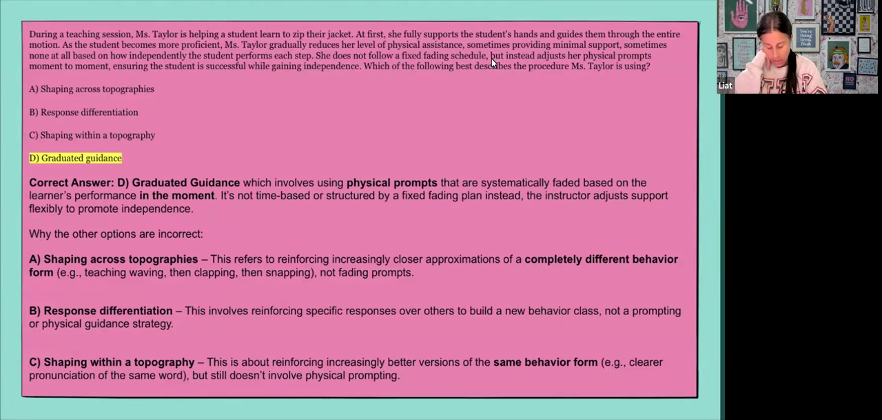It is not shaping across topographies. That refers to reinforcing increasingly closer approximations of a completely different behavior form, like teacher waving, then clapping, then snapping, not fading prompts. It is not response differentiation. This involves reinforcing specific responses over others to build a new behavior class, not a prompting or physical guidance strategy. It is not shaping within topographies. This is about reinforcing increasingly better versions of the same behavior form, like clearer pronunciation of the same word, but still does not involve physical prompting.